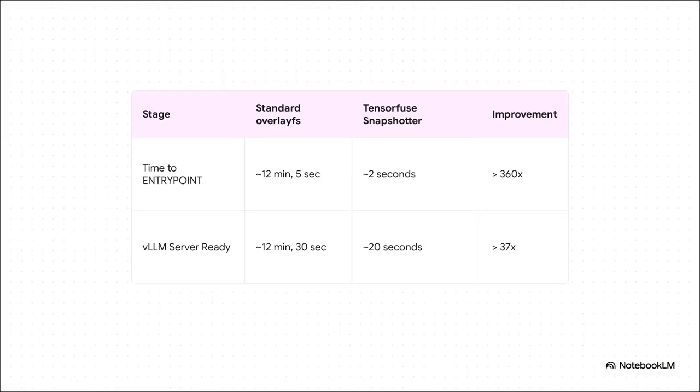And the hard data here really speaks for itself. With the standard method, it takes over 12 minutes just to unpack the image and get to the container's starting command, its entry point. With this new approach, 2 seconds. That's a greater than 360x improvement. It's just wild. And even for the vLLM server to be fully ready to serve requests, we're going from 12.5 minutes down to just 20 seconds.